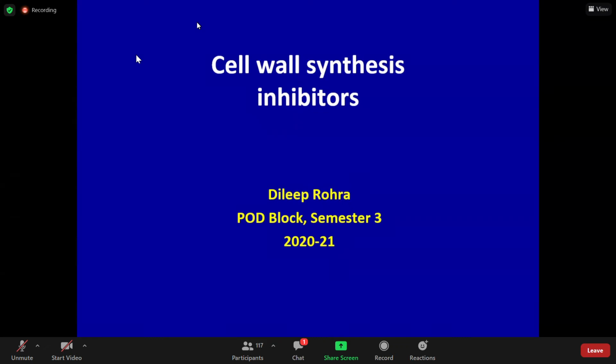Some flavor in the last slide about the classification of antibiotics. How many classes of antibiotics are there? Basically, based on the structure and function we have identified in the prokaryotes, in bacteria, which are quite different from the eukaryotes, the human cells.